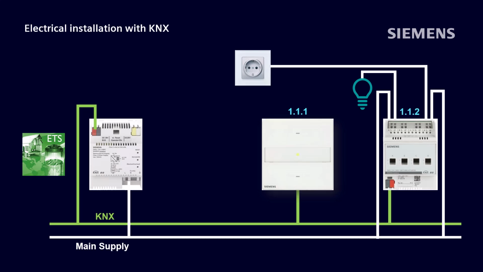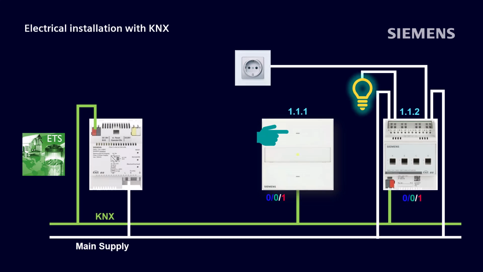After addressing the devices, the desired functions of the sensor and actuator are parameterized with the help of the ETS. In order to transfer the corresponding information from the sensor to the actuator, so-called group addresses are created. These addresses are linked to the corresponding functions such as switch, status feedback, or dimming for the sensor and actuator. What happens now when the top button is pressed? The tactile sensor detects the button press and sends the group address 001 to the bus using the switch function.